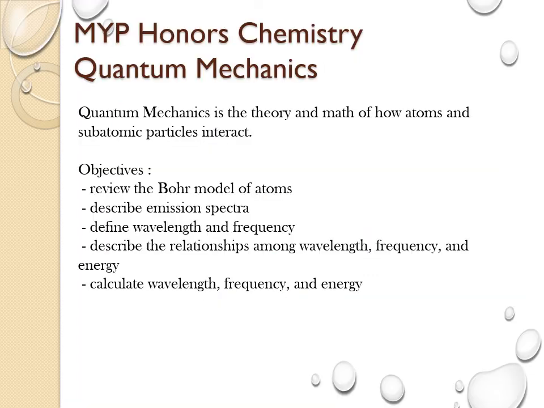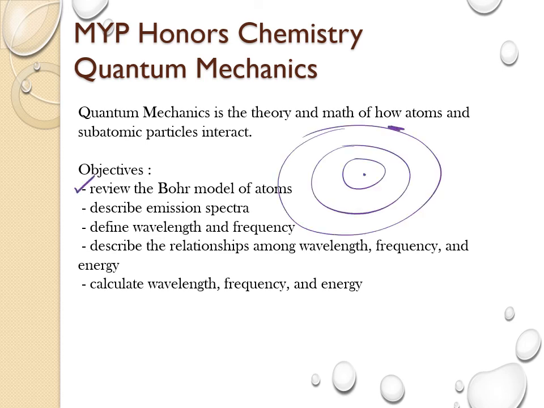We know quantum mechanics. We reviewed that Bohr model. We talked about nucleus, energy level, energy level, energy level. The energy levels that are further away from the nucleus have more energy. Emission spectra: we can get electrons to jump to higher energy levels, and then they fall back down to lower energy levels. When they do that, they emit or release different colors of light, and different elements, because they have different electron configurations, will release different patterns of light.